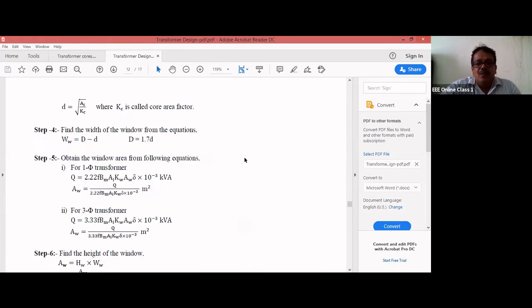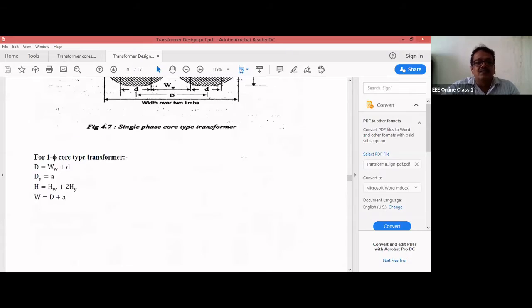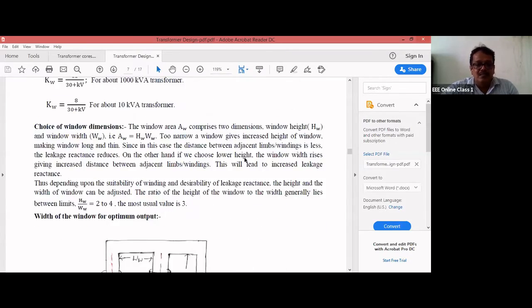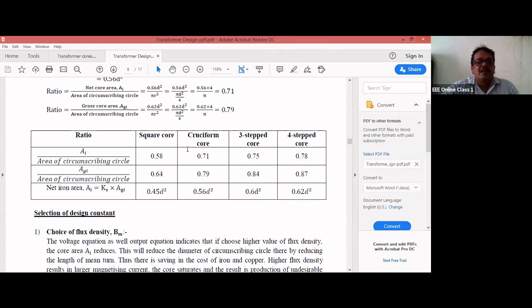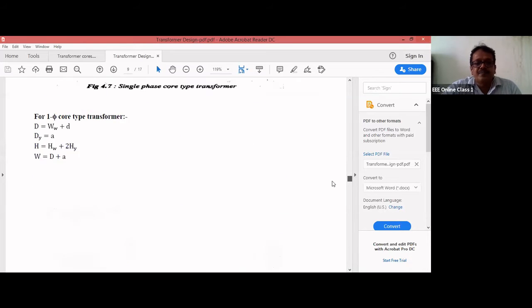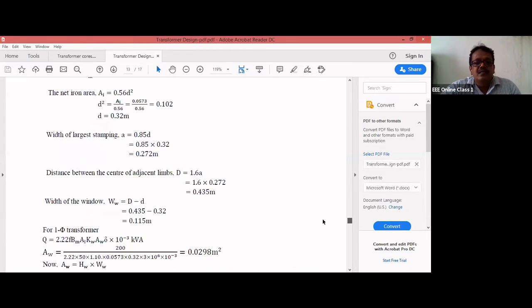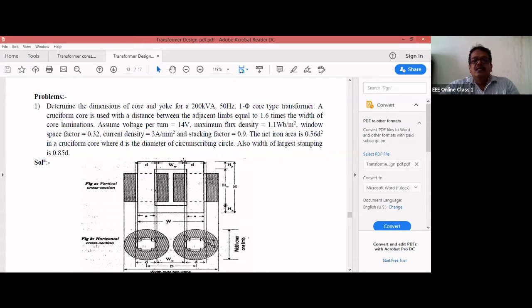If you go back to the previous classes, I have shown one table, for square, for cruciform, for 3-stepped, for 4-stepped. This is the ratio, and this is AI. AI for the cruciform core is 0.56 d square. We have done analysis for square and cruciform core; like that, we can do analysis for 3-stepped and 4-stepped core. In the problem, they may mention 0.56 d square. Otherwise, you should remember this value.